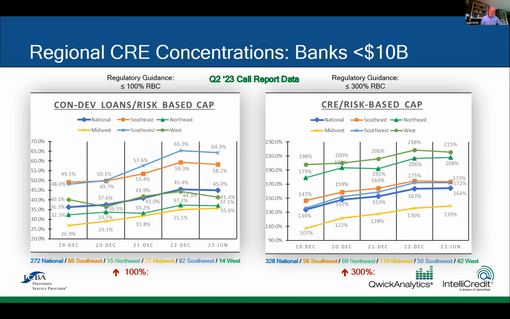On the subset of that, which is construction development, somewhat predictably, the Southwest, I should say, and the Southeast are leading in exposure or concentrations of that. That particular metric tends to follow demographic and economic growth.